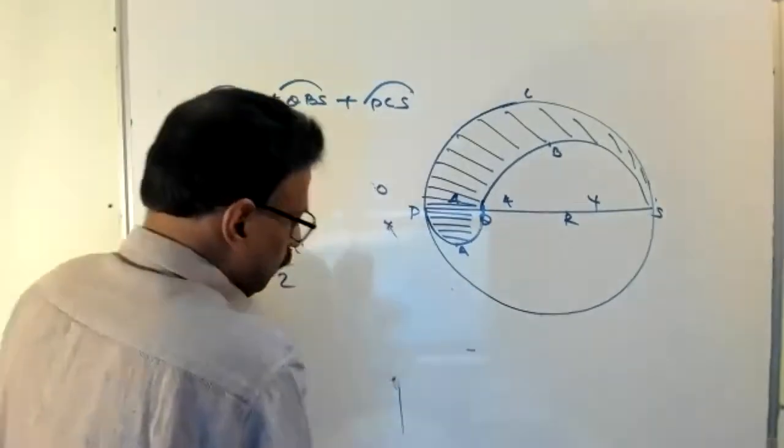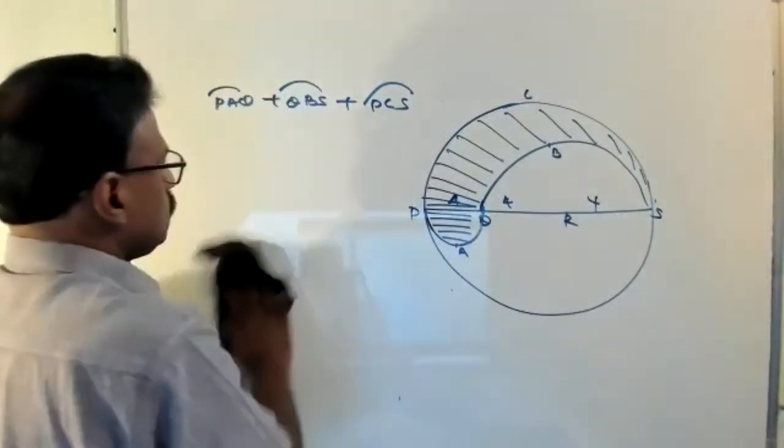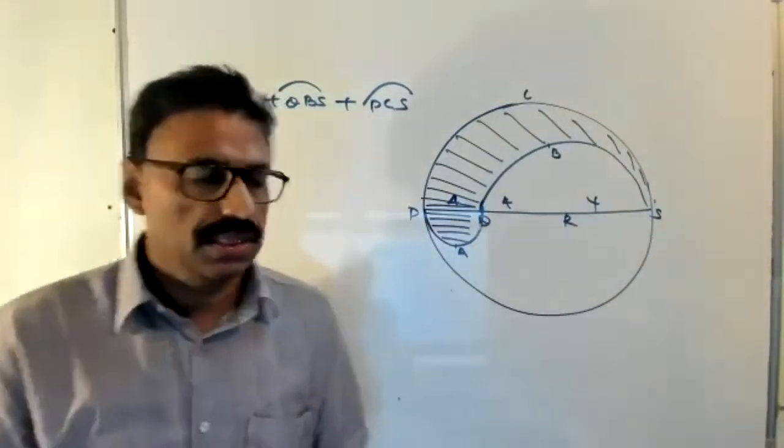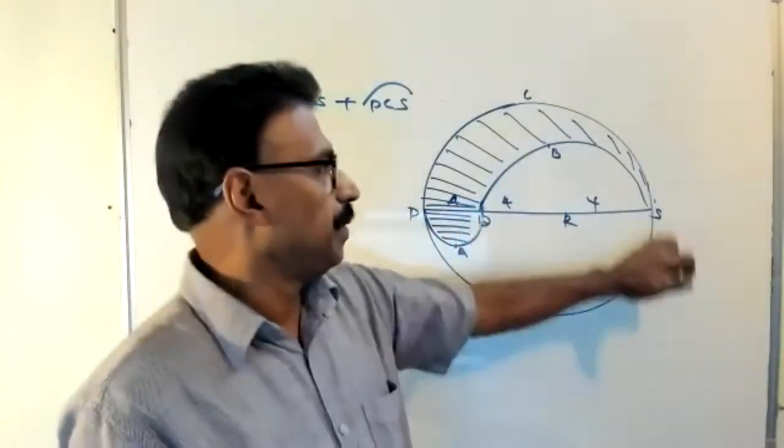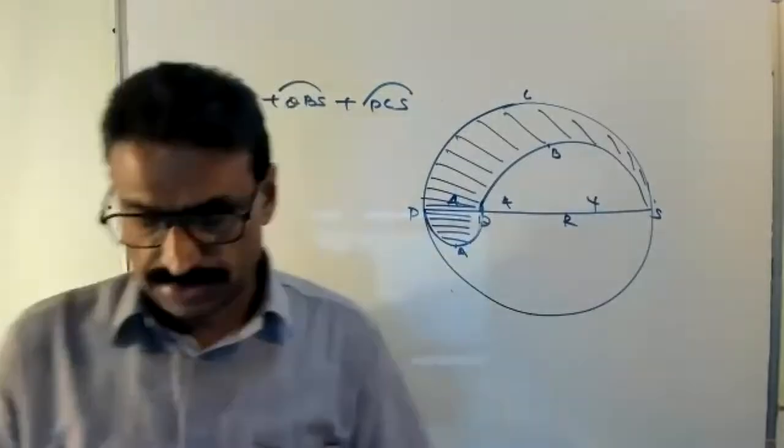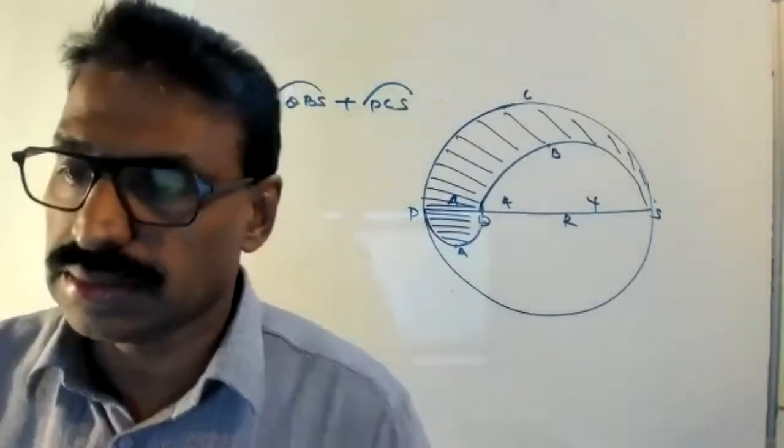Okay, continue your part. Listen now, come back to the question. Here, you have to find out PAQ, QBS, and PCS. First find the perimeter, then I'll discuss the area.